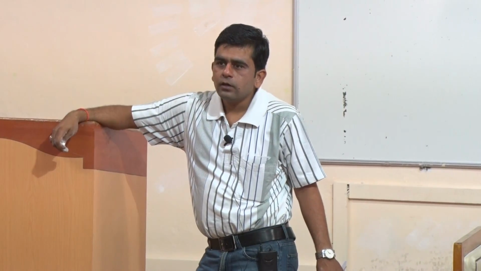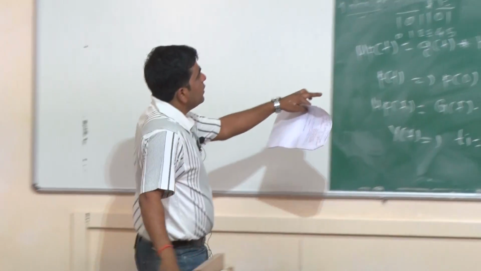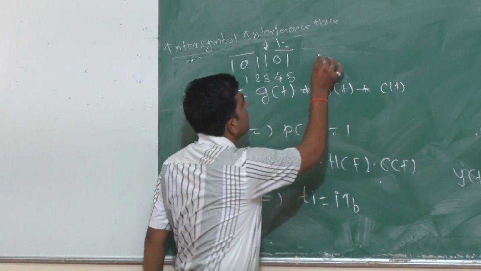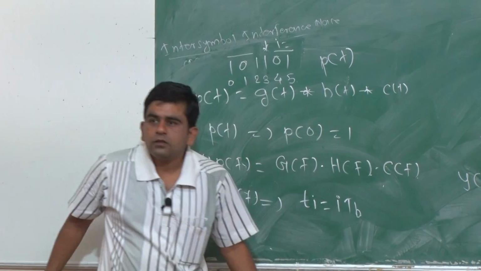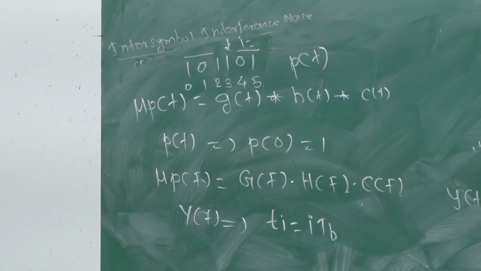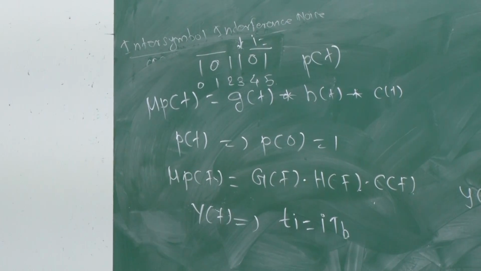How to reduce this noise? A single pulse, see here, we have to transfer this pulse P of t, whatever its shape, either rectangular or sinc function. Now this pulse is going to transfer over transmitter to channel to receiver. Along this journey, it will get delayed and at the output we have the intersymbol interference noise plus the noise generated by your channel, that is additive white Gaussian noise.